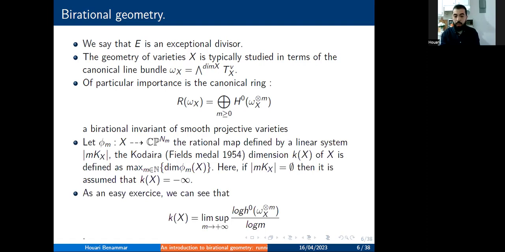Okay. Now we will define the Kodaira dimension. So this is a very important notion in this field. So everybody should know this notion.